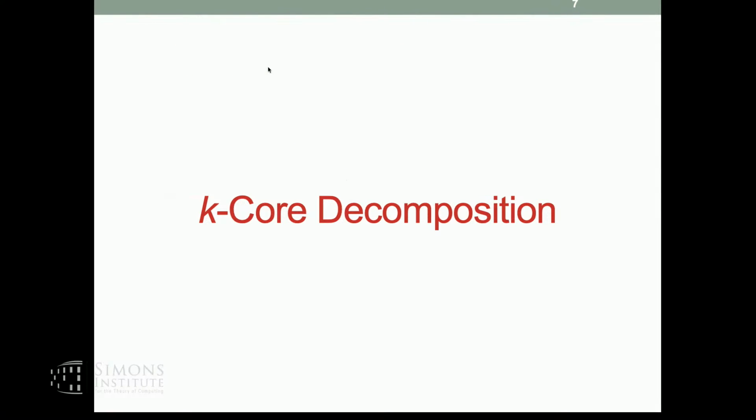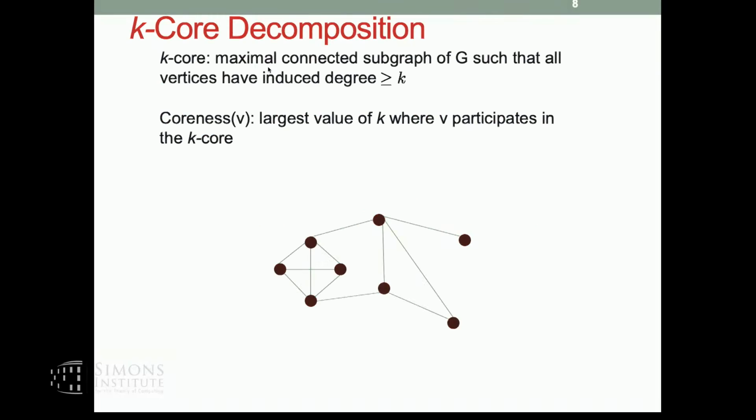Okay, so let me define the K-core decomposition problem. A K-core in the graph is a maximal connected subgraph such that all the vertices have induced degree at least k. So if we only consider the neighbors that are in the subgraph, we want to have at least k neighbors. And the coreness of a vertex v is the largest value of k such that v participates in the K-core.